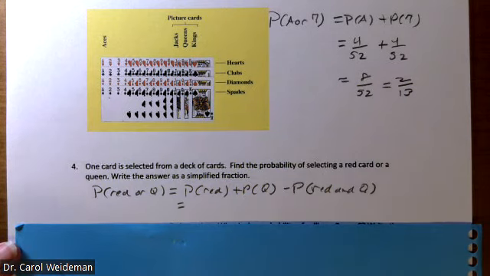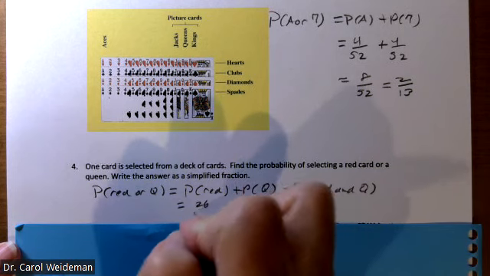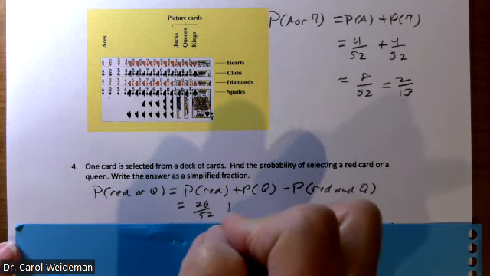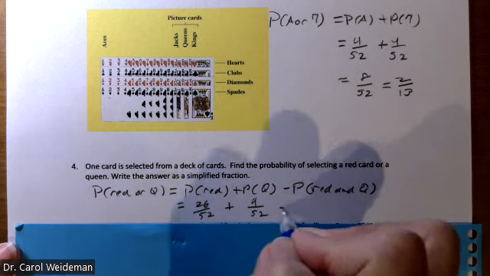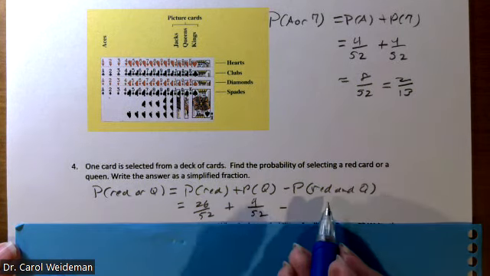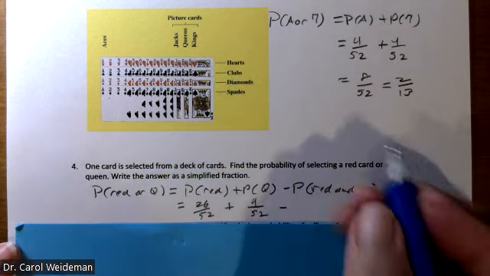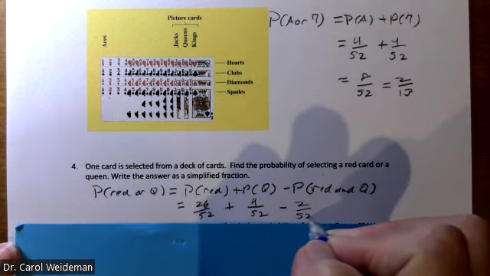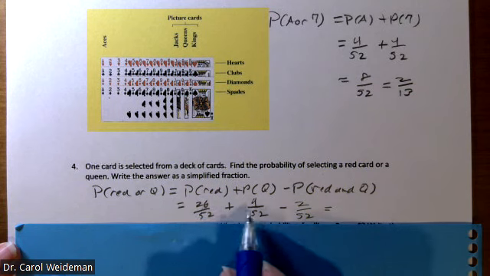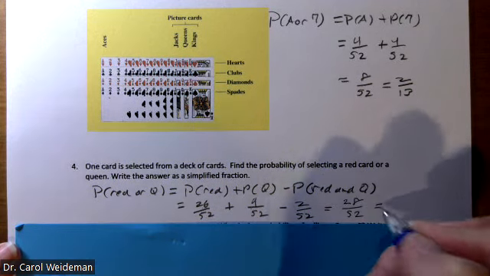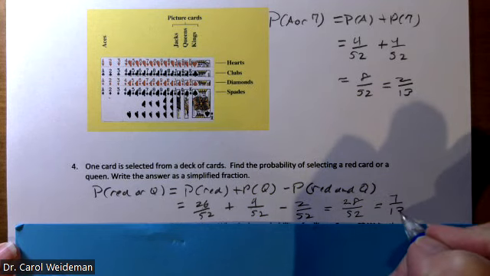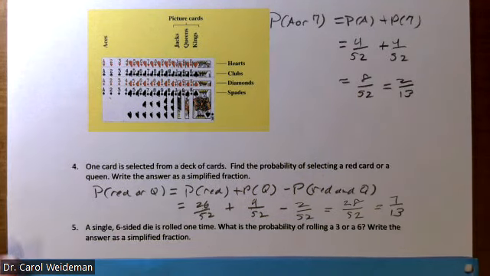All right, so how many red cards do we have in the deck? So we know half of them are red. And I'm going to keep this as 26 over 52. I'm not going to make it 1/2 for right now. And how many queens? We know there are 4 out of 52. And then how many red queens are there? There's going to be 2, queen of hearts and a queen of diamonds. So I have to subtract 2 over 52. So I have 26 plus 4 is 30 minus 2, 28 over 52. And I can divide by 4, so 7 over 13.